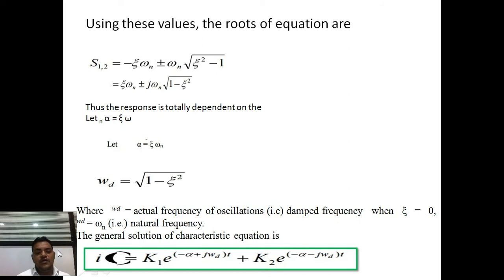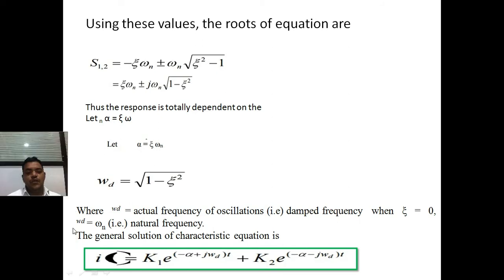So here omega d, which is equal to omega n, the natural frequency, and we have right now the current equation: i(t) = k1 e^(-(alpha + j omega d)t) + k2 e^(-(alpha - j omega d)t). Where k1 and k2 are the two constants that have to be calculated. These constants depend upon the attenuation factor and the damped frequency.